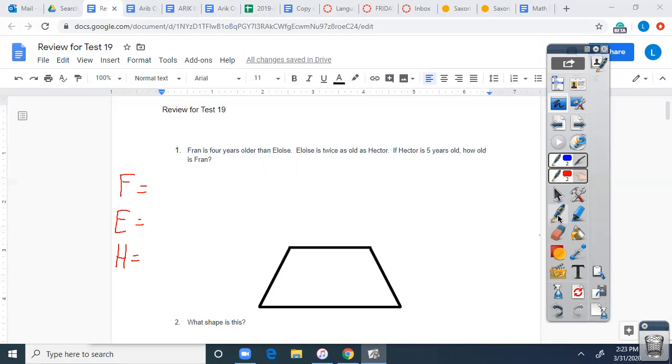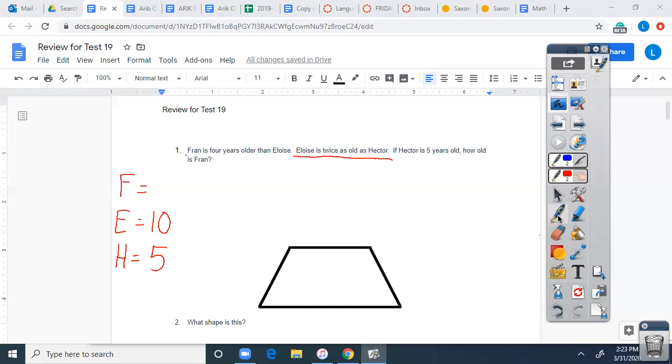We do know how old Hector is. Hector is 5 years old. So now let's work backwards. Eloise is twice as old as Hector. So how old is Eloise if she's twice as old as Hector? We would do 5 times 2, so Eloise is 10.